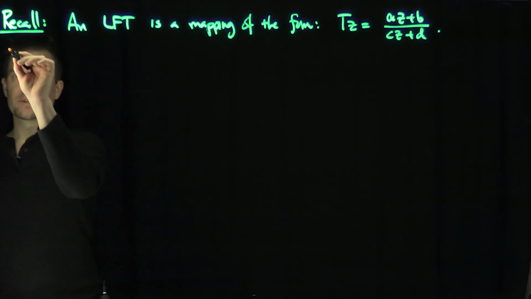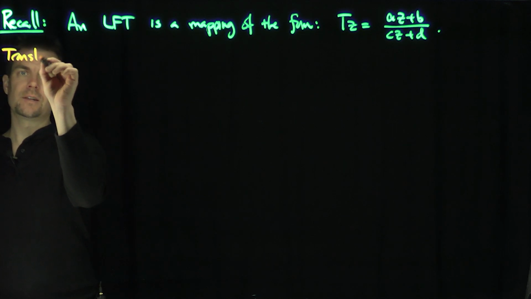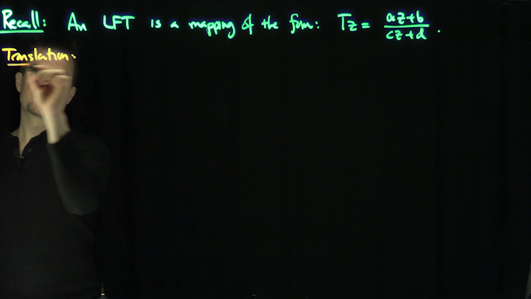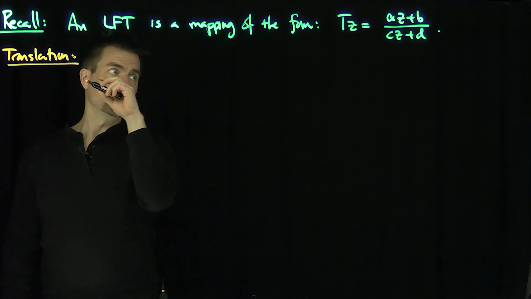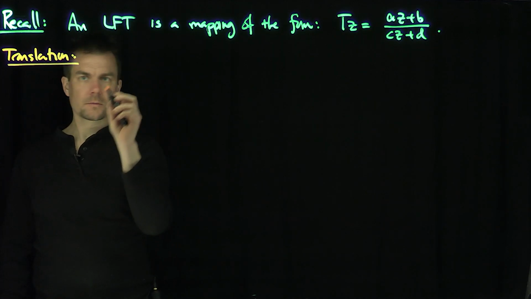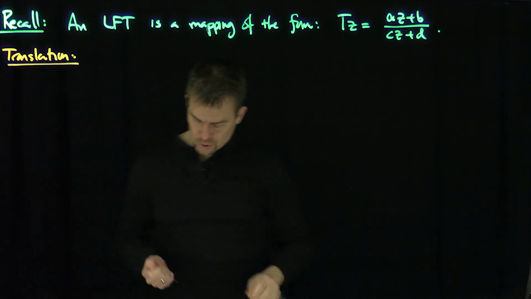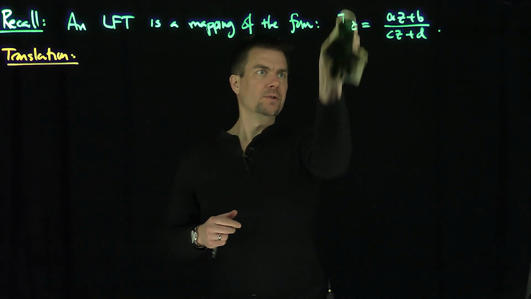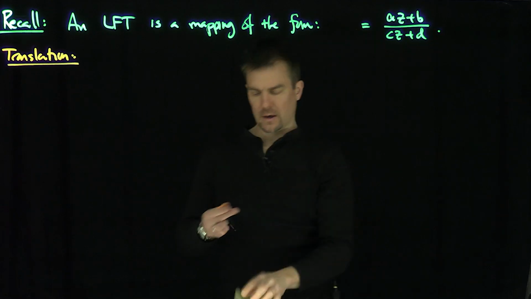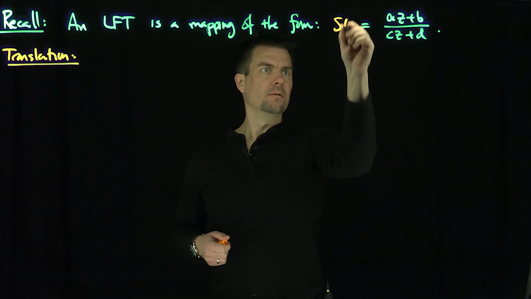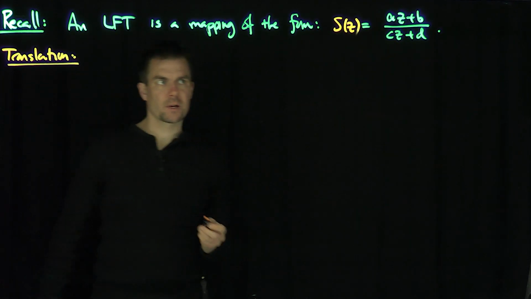The first one we're going to do is translation, right? Translation is a very easy operation in the complex plane to see, right? So I'll call this mapping over here T1. Sure, let's actually change the name of this LFT. Let's call this thing over here S of z, okay, so I can use T for something else.